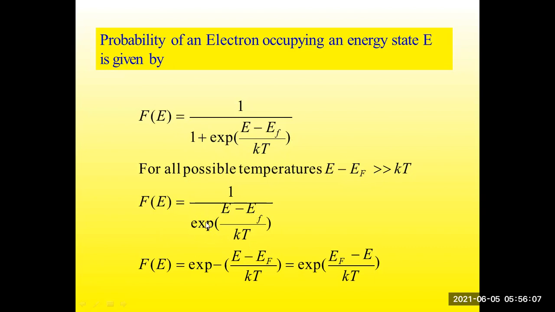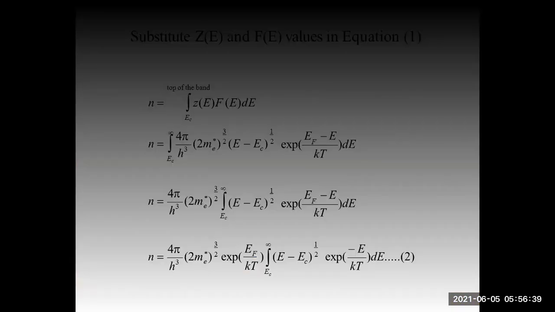When this exponential of E minus EF by KT goes to the numerator, f of E is equal to exponential of minus E minus EF by KT. The minus goes inside: minus into minus is plus. So f of E is the exponential of EF minus E by KT. This is the basic simplified value of f of E for the occupancy of electrons.